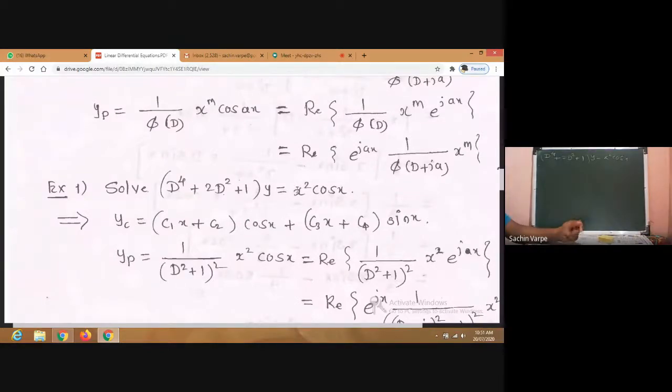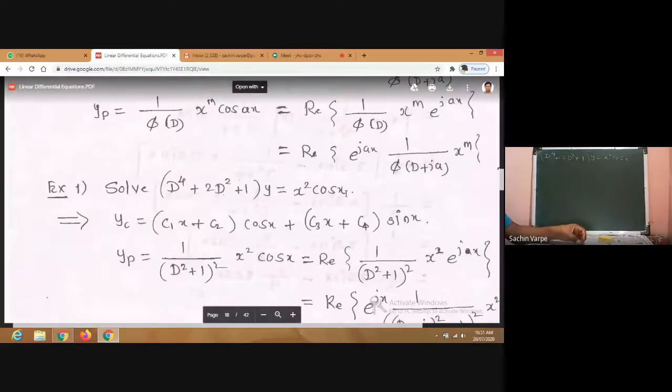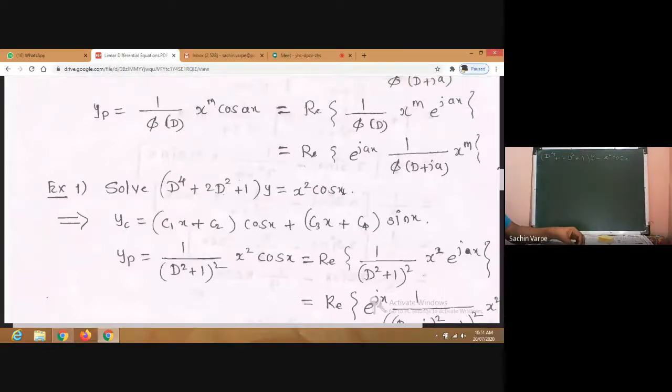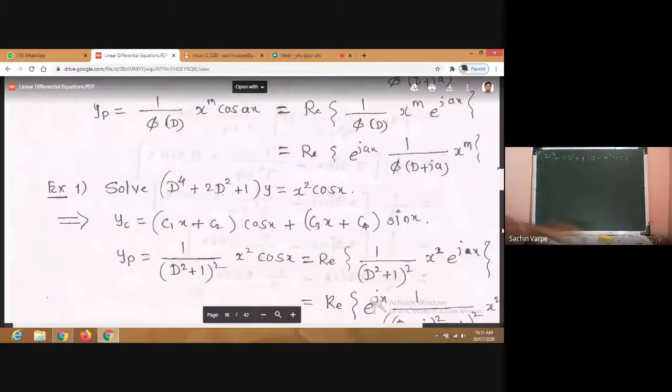So here the right hand side function is x square cos x. So it is of the form x raised to m cos ax, isn't it? Where m is 2 and a is 1. So let us write the particular integral. PI is equal to, you can see on the board, PI is equal to 1 upon phi of D, that is I'm writing in factored form, (D square plus 1) bracket square into x square cos x. So that is equal to what?